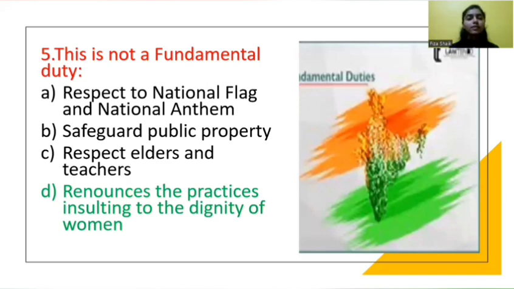Question number 5. This is not a fundamental duty. Option A, respect to national flag and national anthem. Option B, safeguard public property. Option C, respect elders and teachers. Option D, renounces the practices insulting to the dignity of women. So the correct option among these is renounces the practices insulting to the dignity of women, which would never be a fundamental duty.